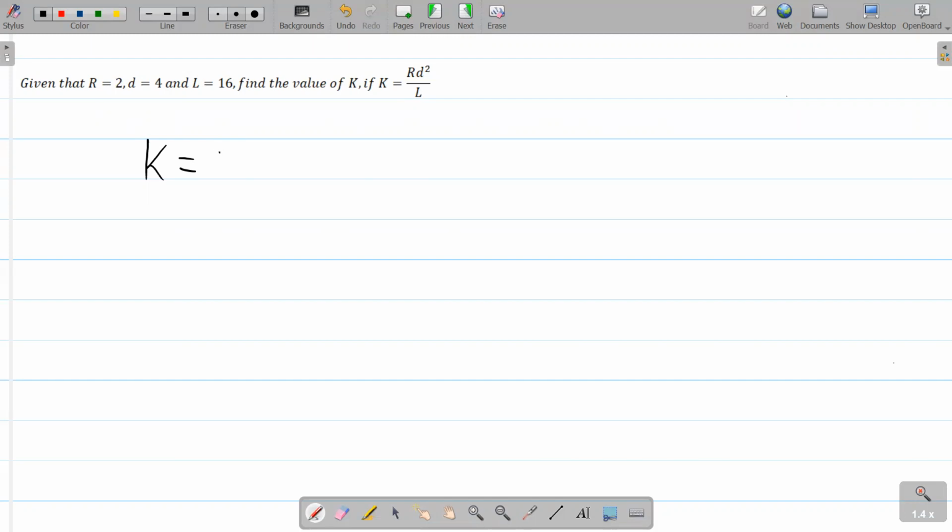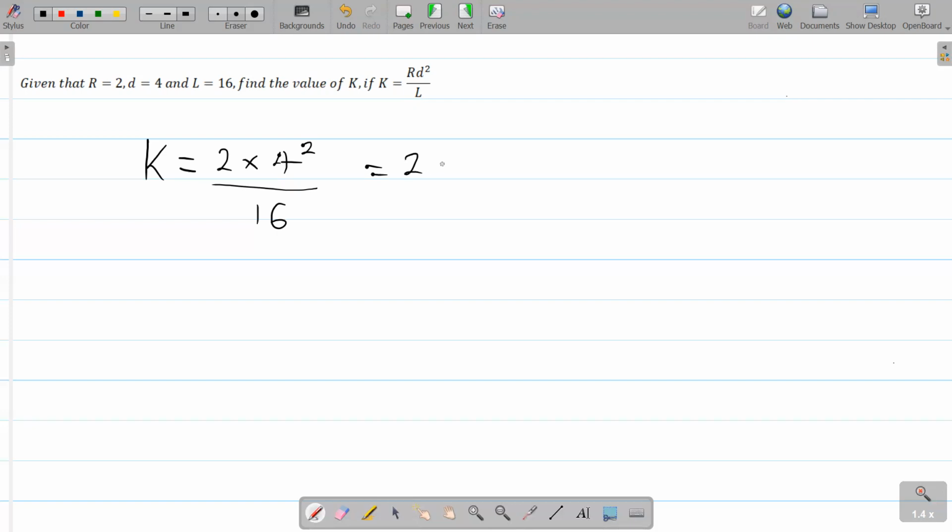Good. So 2 times D, and what's the value for D? It's 4. Then we put the 2, which is the square, right? Over L, and L is what? 16. L is 16, yeah. Okay, good. So can we break this down further? The numerator, can we break it down further? Yes, we can.